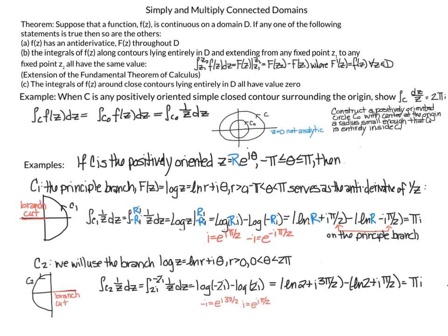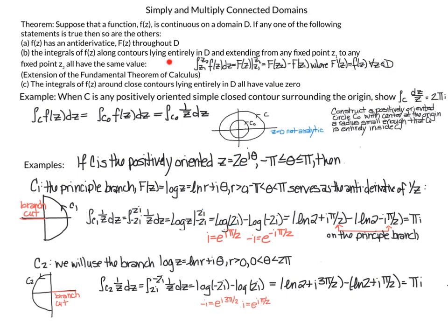And that's similar over here. If you get rid of the 2 and replace it with r, you see that the natural log of 2 cancels with this natural log of 2, and you're going to get pi i for this half of the branch. So your total contour integral is going to be equal to 2 pi i.